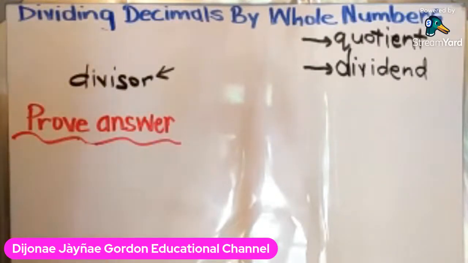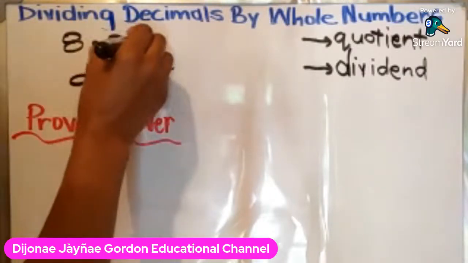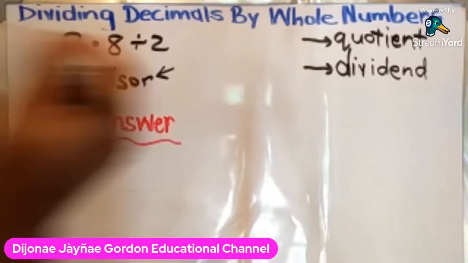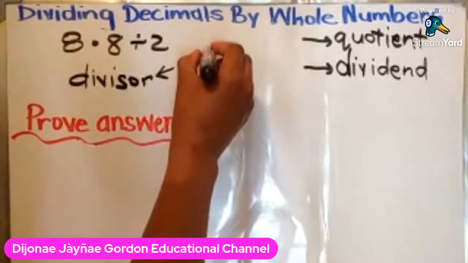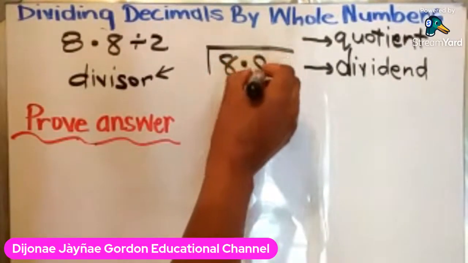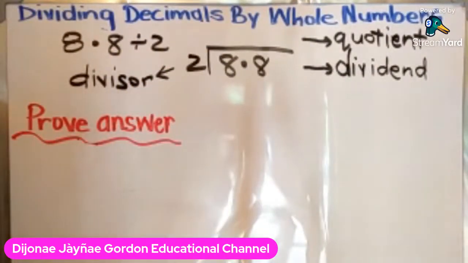All right. So the next problem we're going to work is 8.8 divided by 2. All right. So let's work that problem out. The first thing is to set the problem out. 8.8 is known as your dividend, and of course 2 is your divisor.